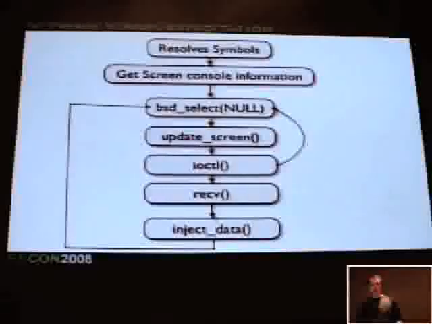So to resume, the shellcode is: we resolve kernel symbols, we get the screen console information. We do a select to give the control back to the kernel. And at the end of the select, the kernel gives us the control back. We call update screen, which actually detects if the console buffer has changed. If it's the case, we send everything to the socket. After that, we check if there is something to read on the socket. If it's the case, we read it. And we inject all the data in the console screen. And we loop and see if there is anything else to read.